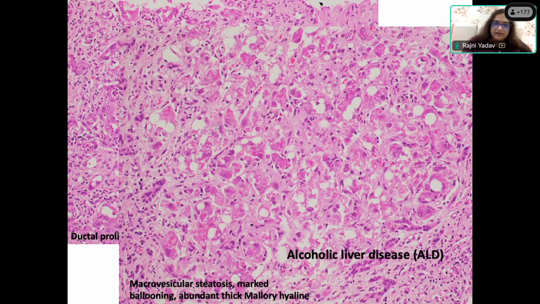And then they are swollen. And then the similar inflammation rich in polymorphs and histiocytes, lymphocytes, so it is affecting the lobule also. And this fibrosis is creeping in between the hepatocytes. Now this is a classical picture which you will see in alcoholic steatohepatitis.